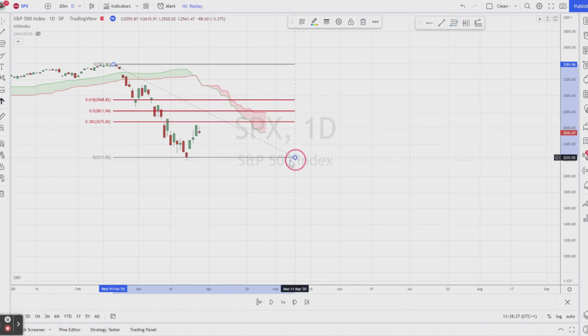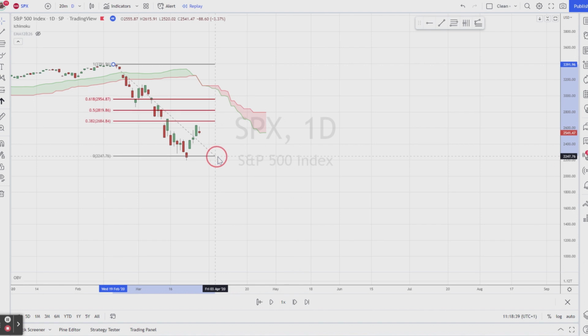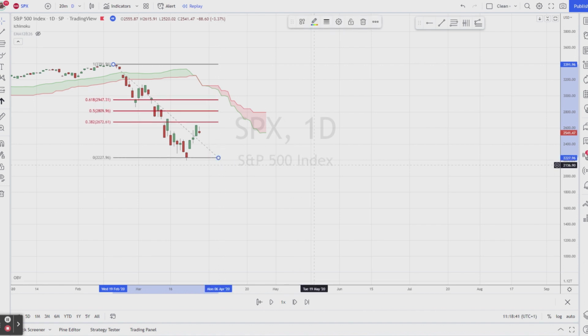So if we assume that this trend will continue down, then we expect the price to reverse somewhere around here and for this cloud to push it down. So this is what we're going to look for. So we're not going to do anything. It's too early. It's just uncertain to do anything. So let's just see what happens.